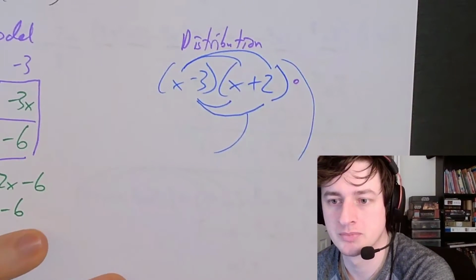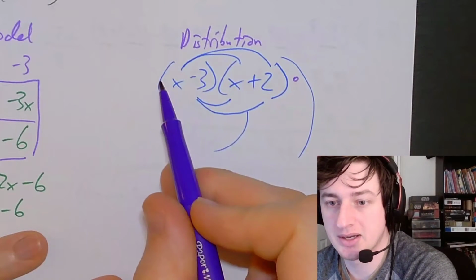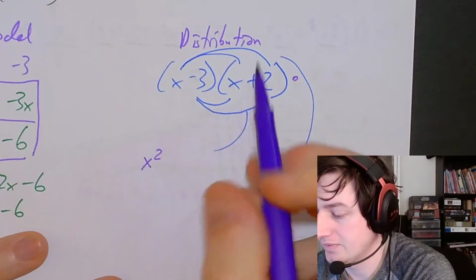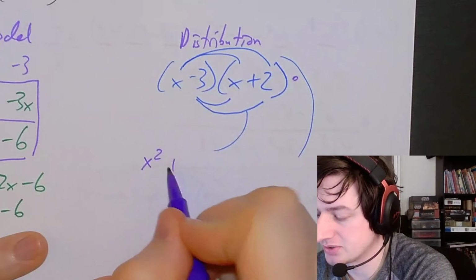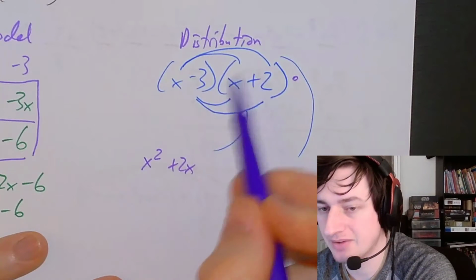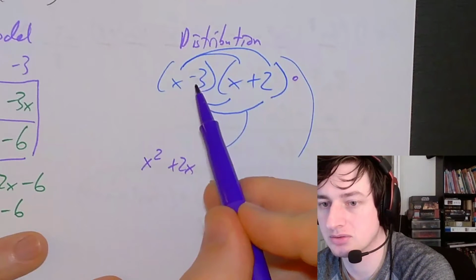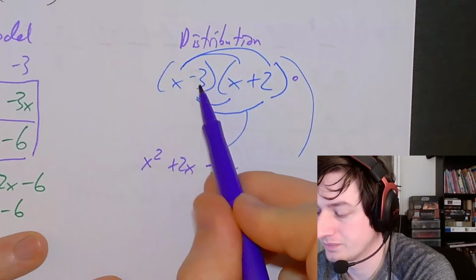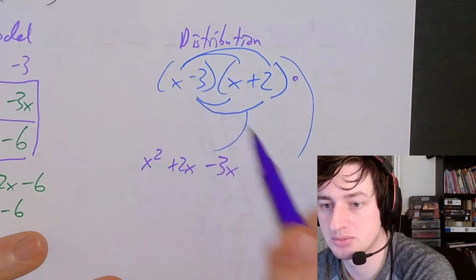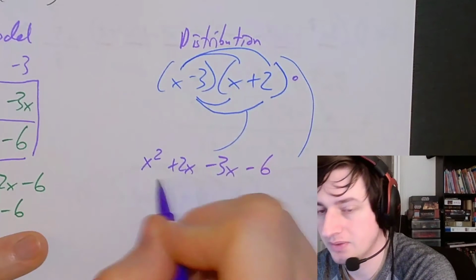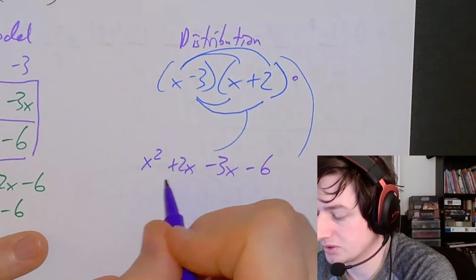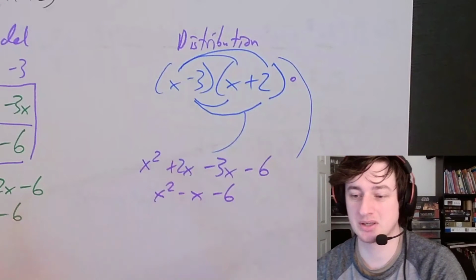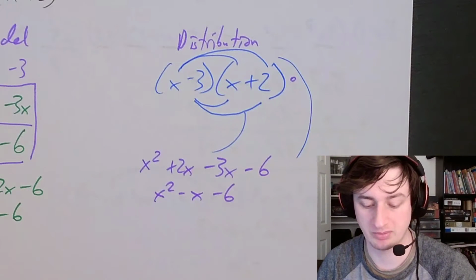All right, so x times this first x gives us x squared. And then x times 2 gives us a plus 2x. So that's this x times everything over here, and then we also need to do the negative 3 times everything over here. So minus 3x, negative 3 times x, minus 3x, negative 3 times 2, minus 6. And then we would combine like terms, so we get x squared minus x minus 6. We get the same thing, which, thank goodness, means we did it correctly.